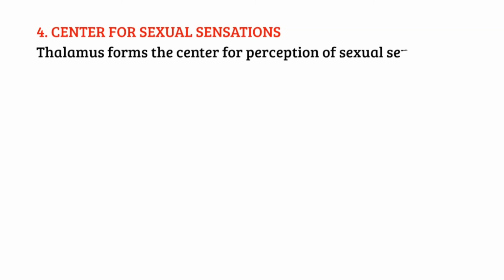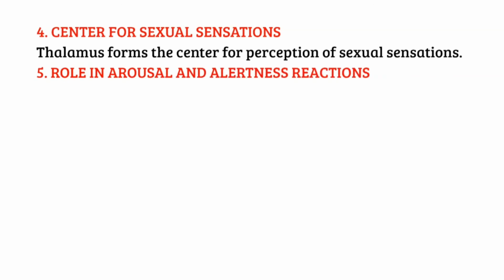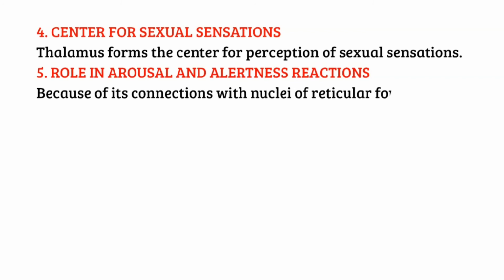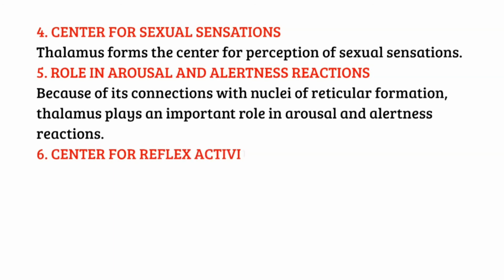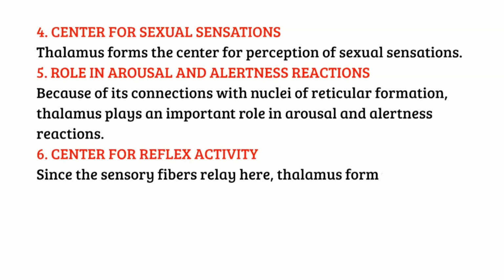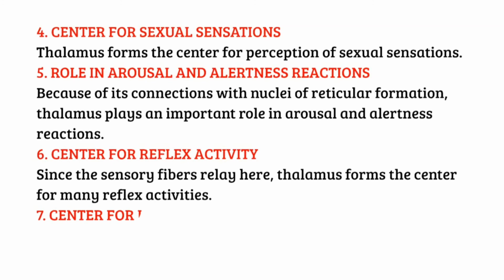Number 4, center for sexual sensations. Thalamus forms the center for perception of sexual sensations. Number 5, role in arousal and alertness reactions. Because of its connections with nuclei of reticular formation, thalamus plays an important role in arousal and alertness reactions. Number 6, center for reflex activities. Since the sensory fibers relay here, thalamus forms the center for many reflex activities.